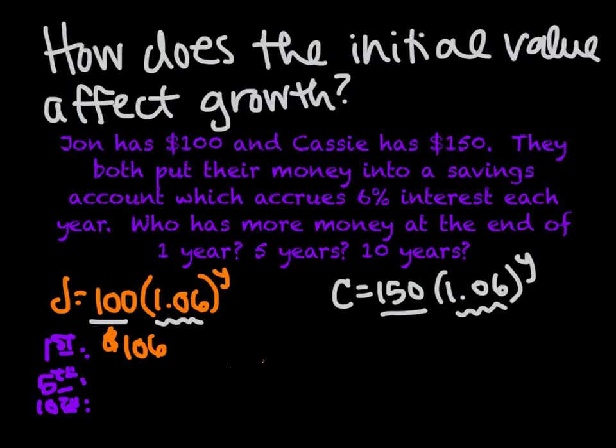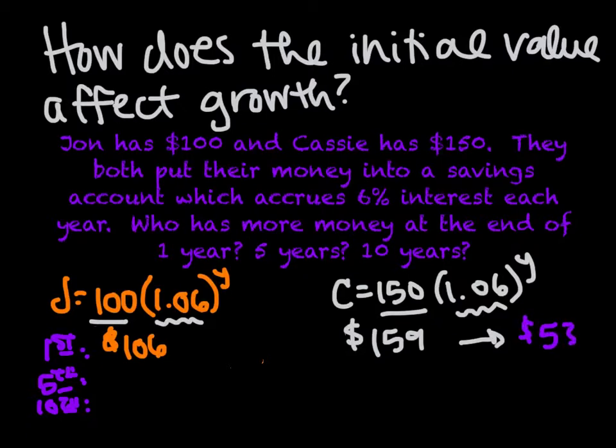Cassie, on the other hand, starts out with 150. So her growth factor is going to be affected by that. We have a growth factor of 1.06 raised to the first power, so it's just itself, times $150, and we get a value for Cassie, which I'm going to do in gray because we started out with gray, as $159. So she still has more money than him by $53. So the difference, I'm going to write over here, is $53 between the two of them.